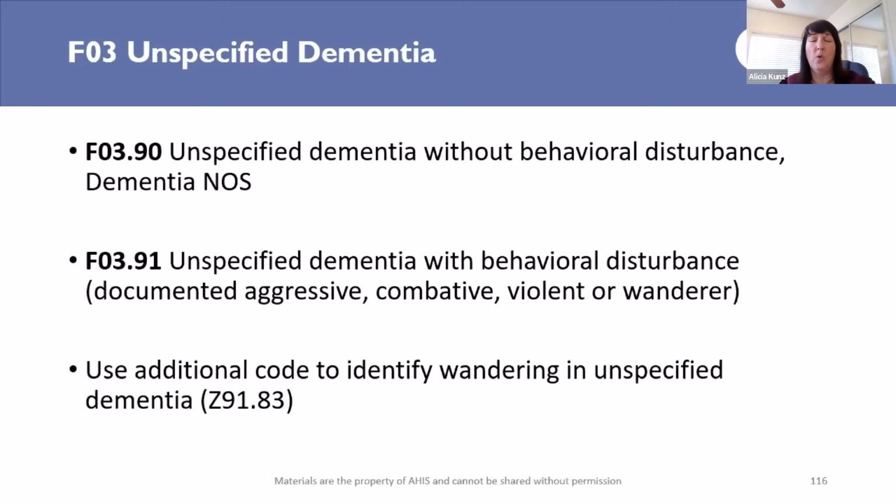And then F03 is for unspecified dementia. So same qualifiers, with or without behavioral disturbance. And if they have wandering, just remember there is a code for that, Z91.83. Next.